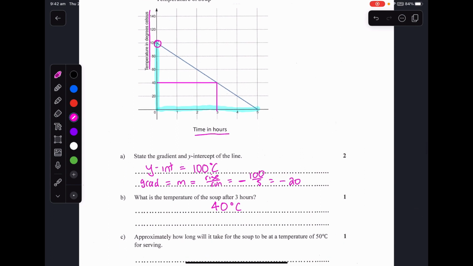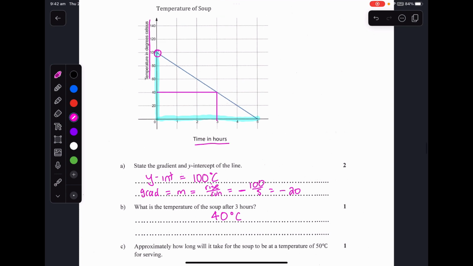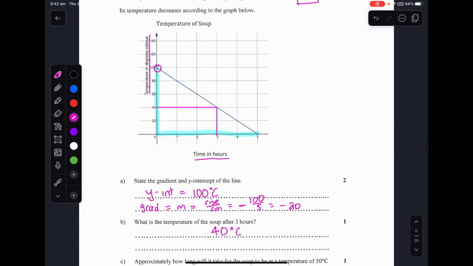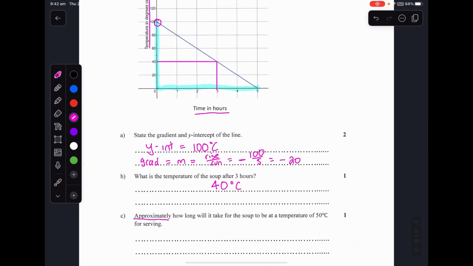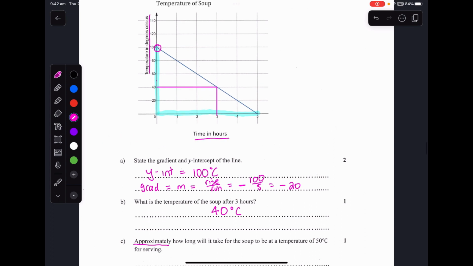Approximately how long will it take for the soup to be at a temperature of 50 degrees Celsius for serving? So we could use this. We can go across 50. Now it says approximately. If it says approximately, you don't have to use a formula. You can just use your graph. So let's go across. We reckon 50 is probably about there. I'm going to get a straight line and go down here. I have a feeling it's going to be about 2.5 hours.